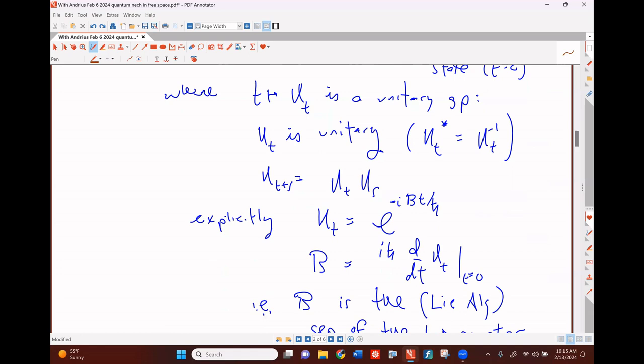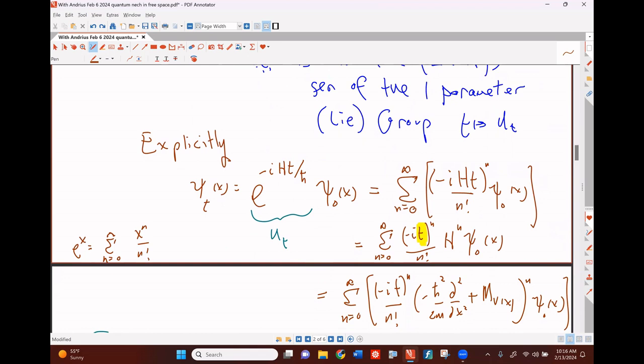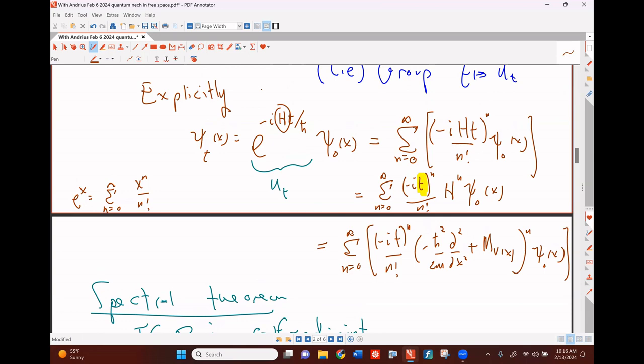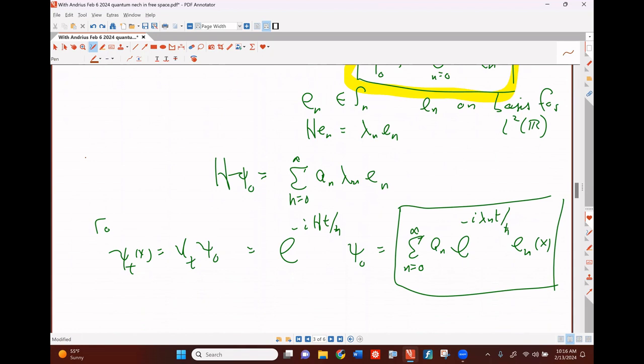And the way to get solutions of a Schrodinger equation is simply to apply this unitary group of operators to the initial state, and you get what looks like an impossibly difficult thing to compute. But in fact, if you break up the state into eigenfunctions of the Hamiltonian, then everything becomes extremely simple. So, in particular, if you know your eigenvalues and eigenfunctions, the time evolution of a wave function can be written down like this, which is a much more explicit formula.